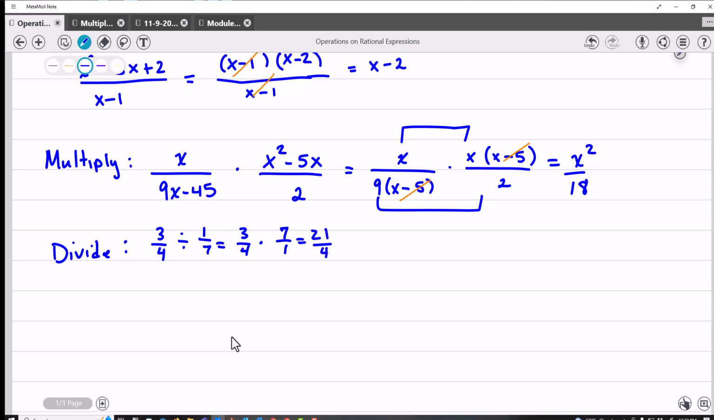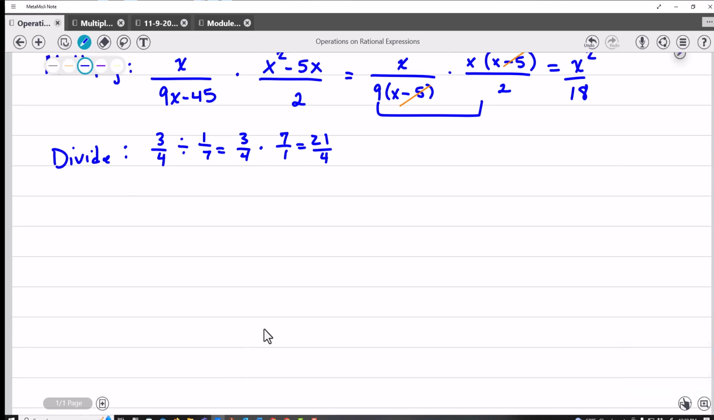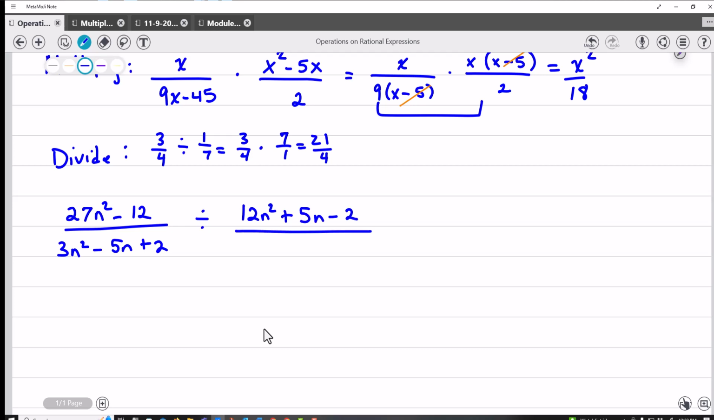Well, you do the same thing with these rational expressions, but once again, please always look to see if there is something you can factor to make it a little nicer. So I have 3n squared minus 5n plus 2 divided by 12n squared plus 5n minus 2, all over n squared minus 3n plus 2.